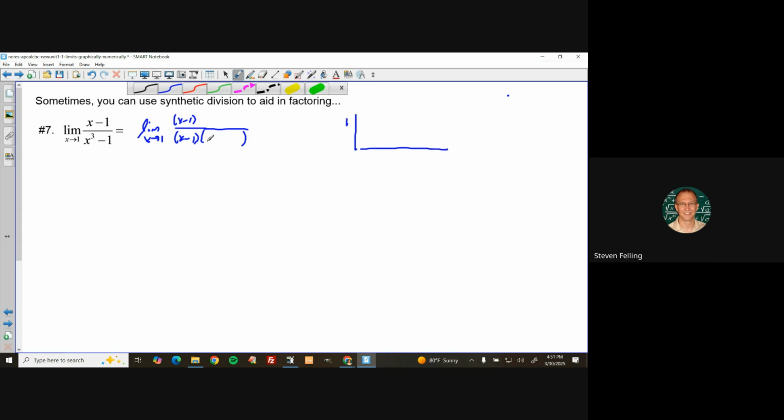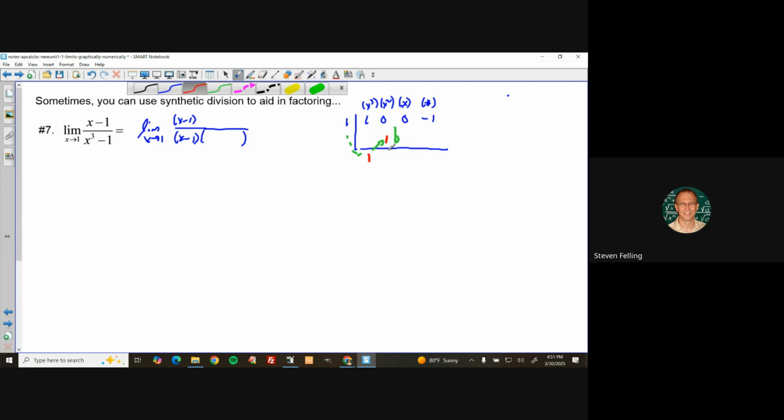So you put the 1, that's the 0 here, and then this right here, x cubed, is 1x cubed plus no x squares plus no x's, and then -1. So this is like the x cubed column, the x squared column, the x column, and the numbers column. Okay, so the way synthetic division works is you bring the first number down, you multiply these two numbers together, and you write the result here. 1 times 1 is 1. And then you add down here.